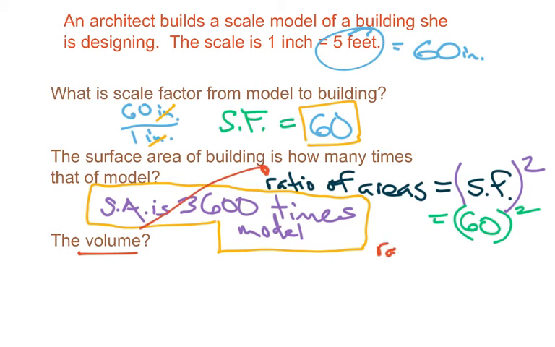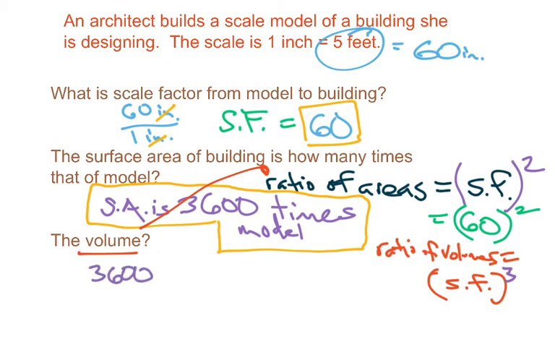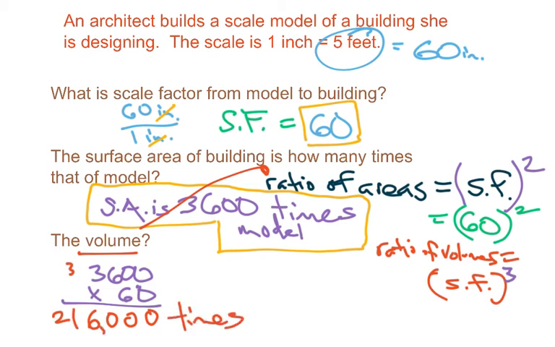What is the ratio of volumes? Well, hopefully you remember, because it wasn't too long ago that we wrote down that the ratio of volumes will be the scale factor, not squared, but cubed. So that means that I'd have to take the 60 and cube it. Well, I already know 60 squared is 3,600. If I multiply it by another 60, thus cubing it, I'd tag 0, 0, 0. 6 times 6 is 36. Carry the 3. 3 times 6, 216,000 times that of the model, right?